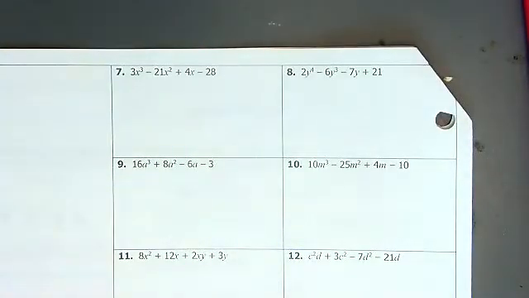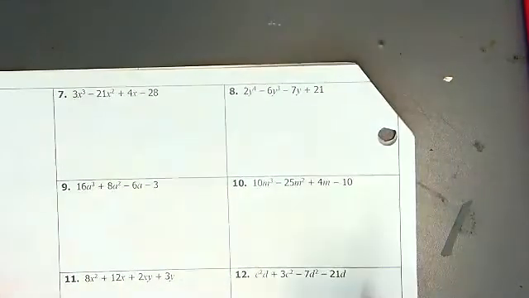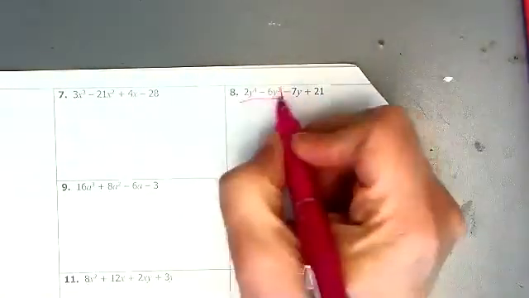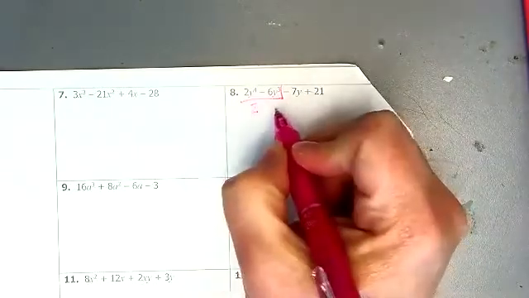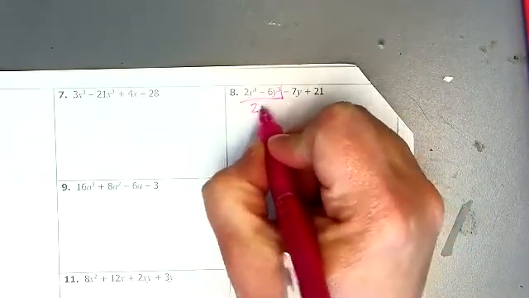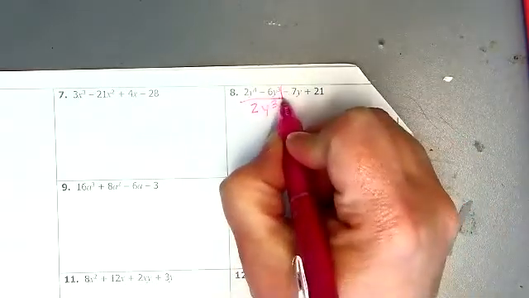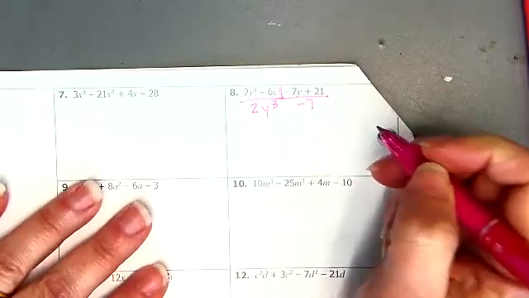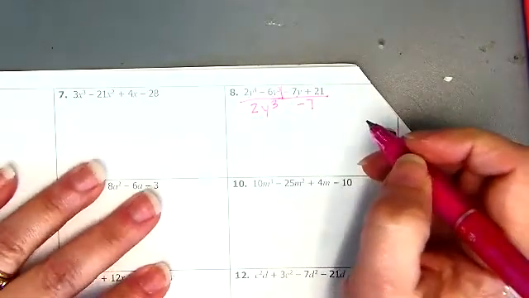Okay, next page. Let's look at number 8. Okay, so I'm dividing down the middle. My GCF for that first half is a 2, but then it's also y to the third. And then on this side, it's a -7 is what I think I'm going to pull out.